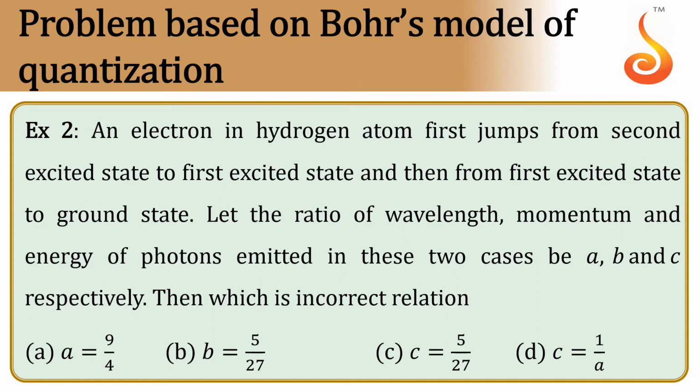So an electron makes a transition from the second excited state to the first excited state, and then from the first to the ground state. Here the ratios of wavelength, momentum and energy are given as A, B, C respectively. We need to know which is the correct relation. So first let us see the wavelength. Second excited state to first excited state.